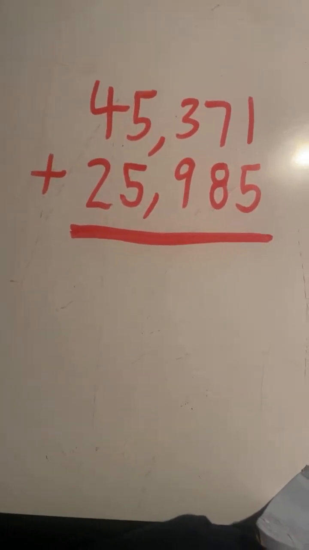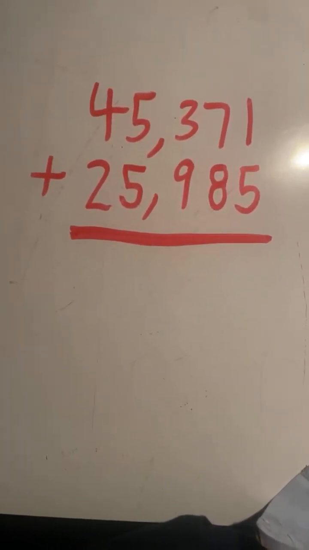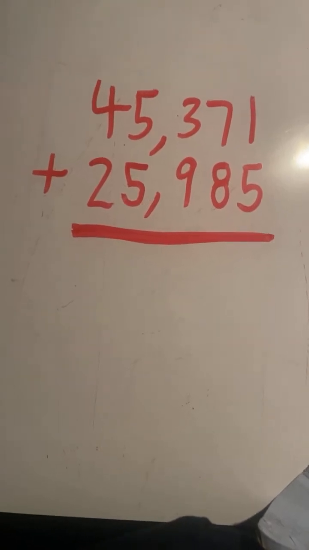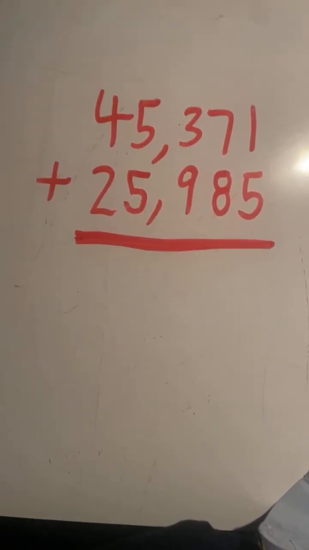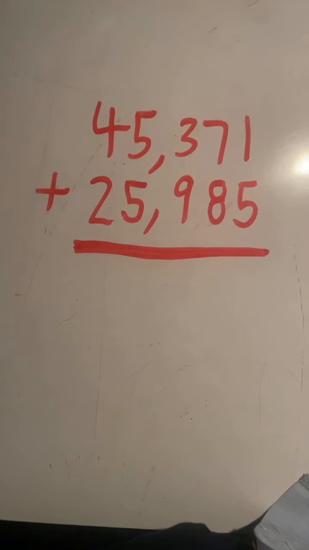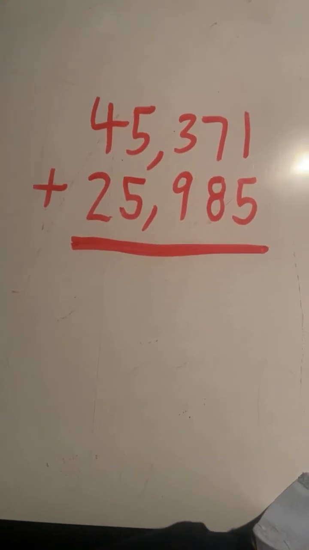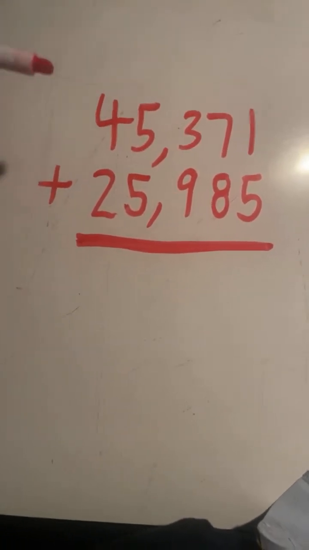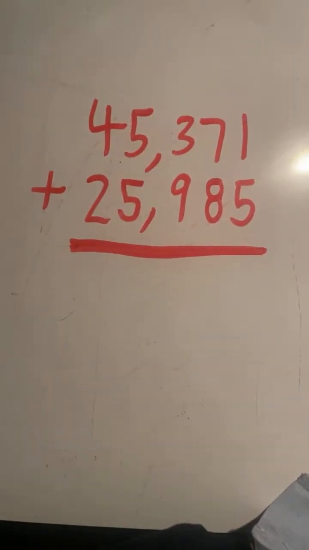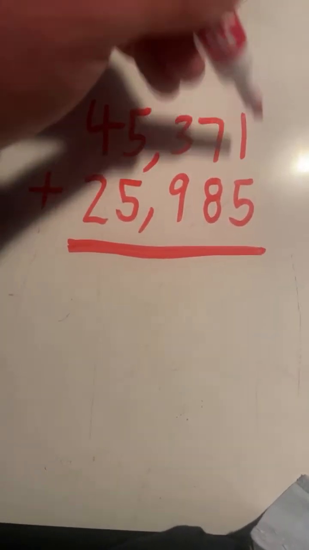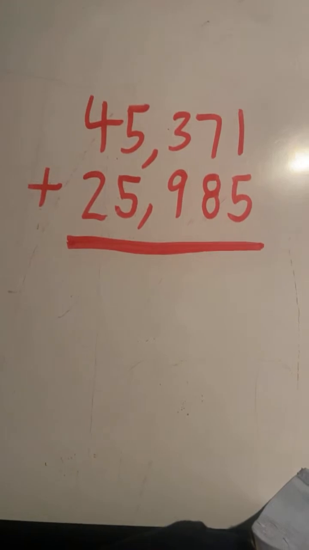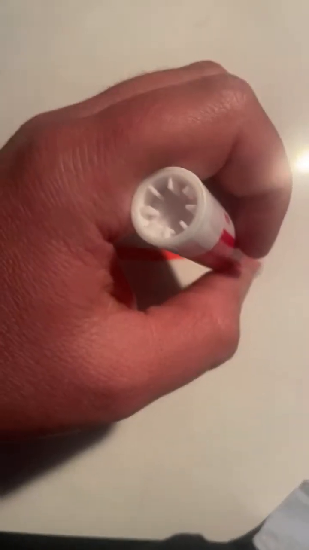45,371 plus 25,985 is our model problem. I'm going to go through step by step how to solve that problem. So with addition, we always want to start in the ones place. Those are the digits all the way to the right. So we're going to start out by adding 1 plus 5. 1 plus 5 equals 6.